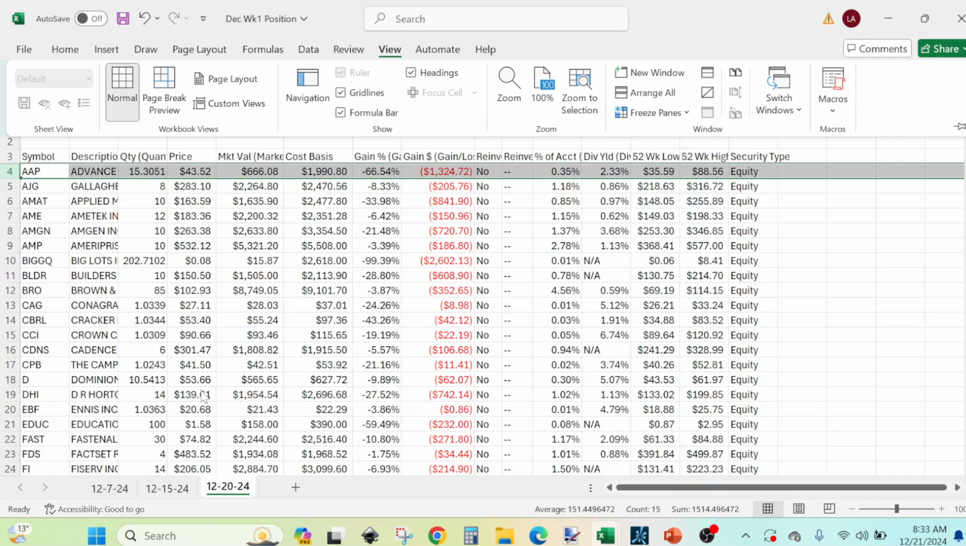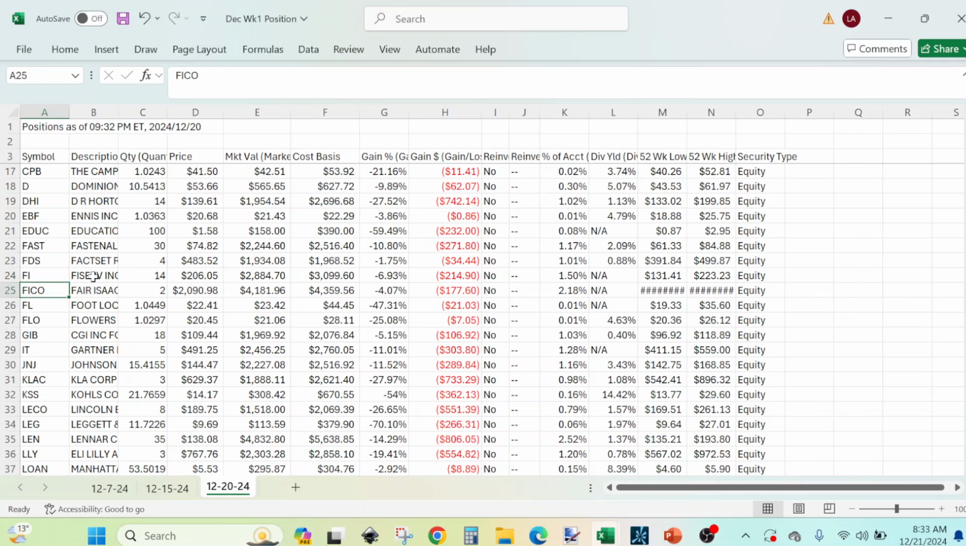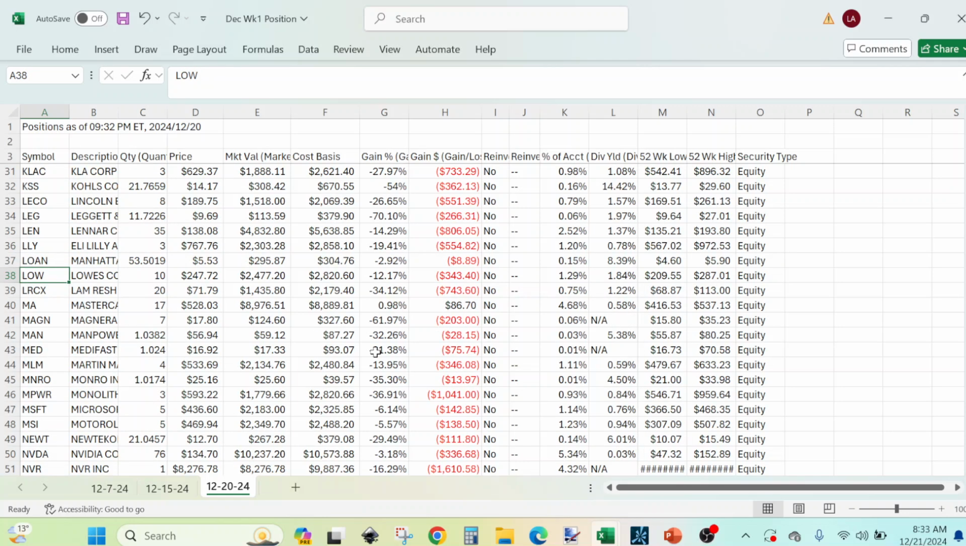Swing trading, swing trading, swing trading, swing trading, swing trading, swing trading, swing trading, swing trading, swing trading, swing trading, swing trading.